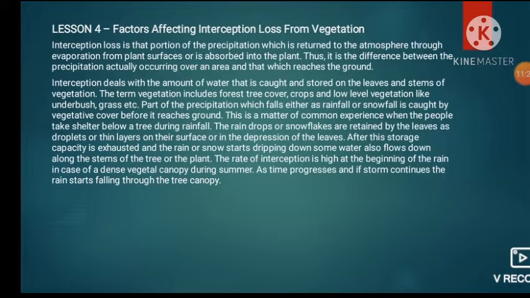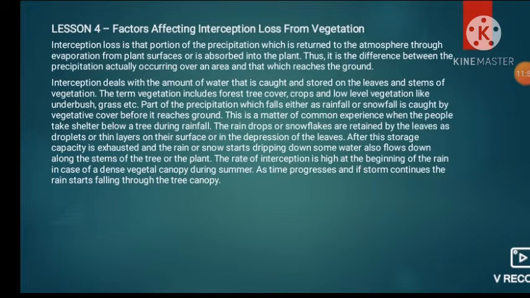Lesson 4. Factors affecting interception loss from vegetation. Interception loss is that proportion of the precipitation which is returned to the atmosphere through evaporation from plant surfaces or is absorbed into the plant. Thus, it is the difference between the precipitation actually occurring over an area and that which reaches the ground.